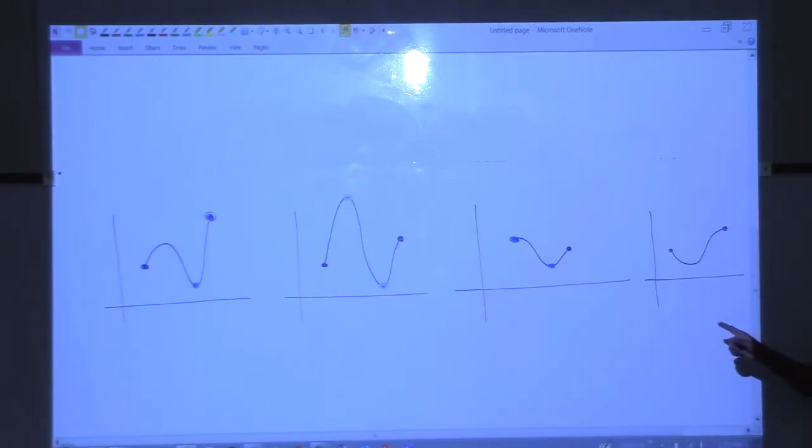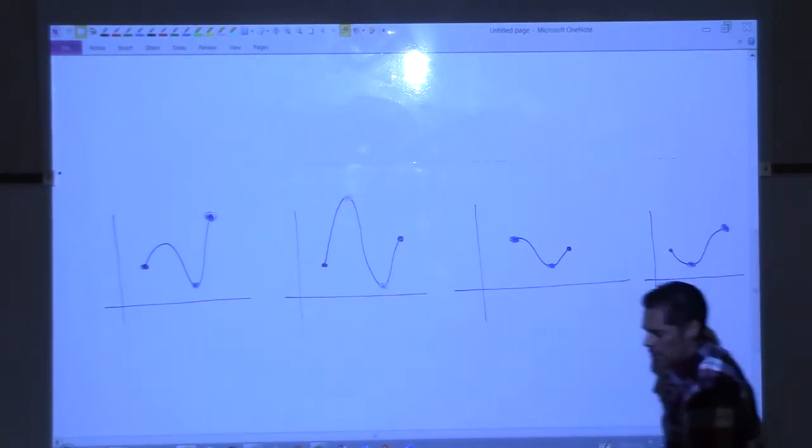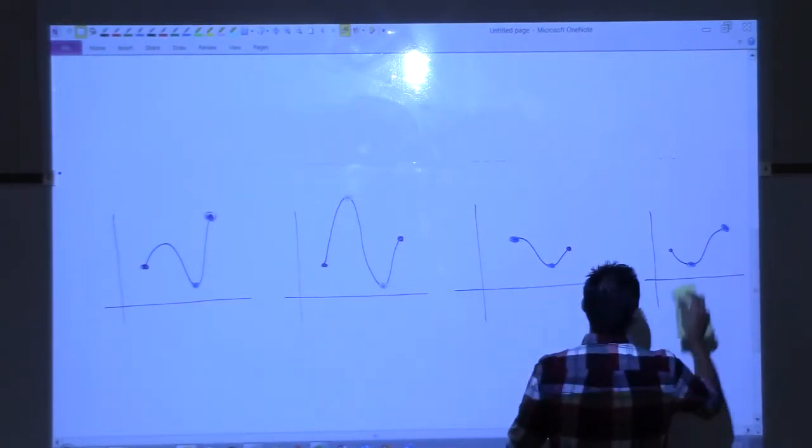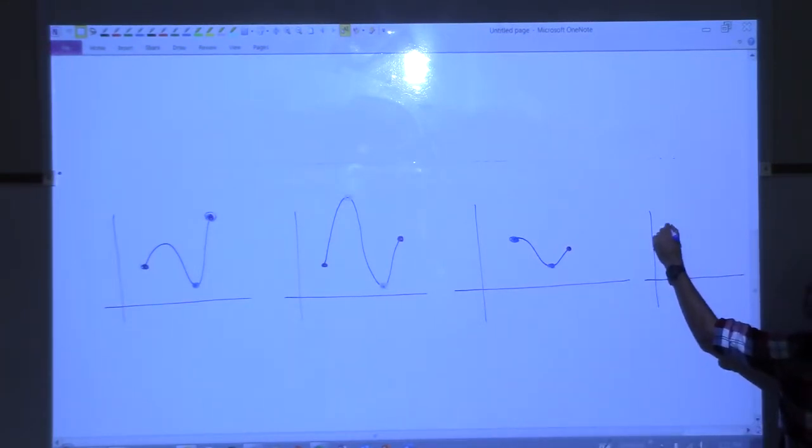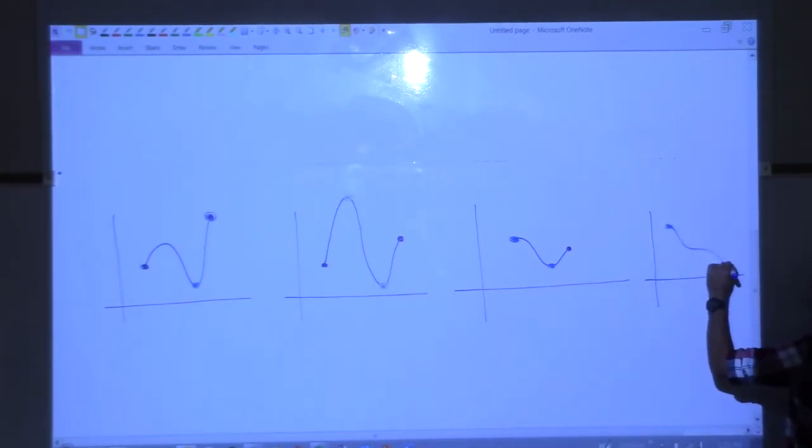That one's happening at the left endpoint and then inside, right? How about this one? Global min, global max. Oh, that's kind of like the first one. Oops, let me get a different one. What am I missing up here? Both endpoints, right? So something like this. That would be an example where it happens at both endpoints.